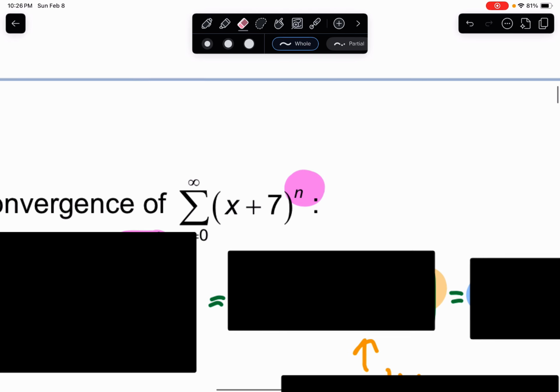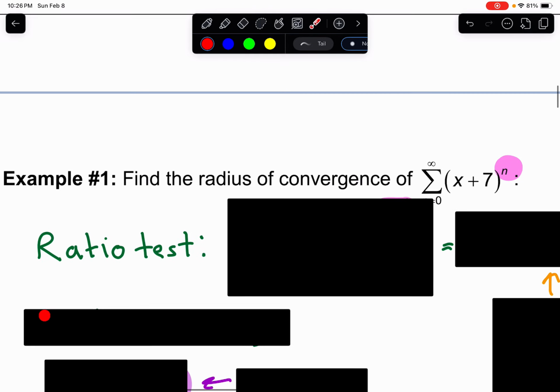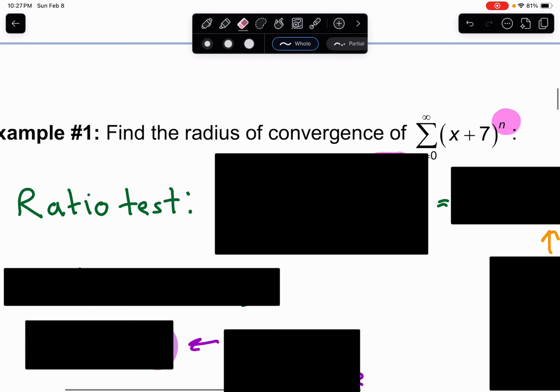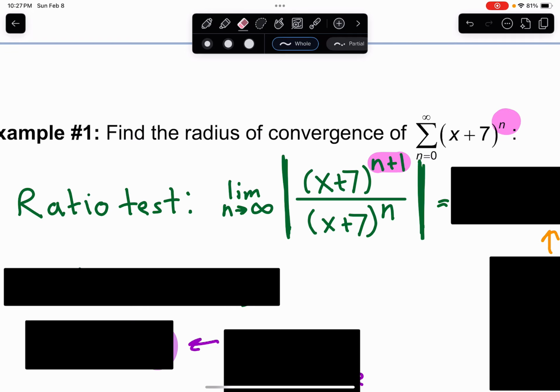From 0 to infinity, x plus 7 to the nth power. You're going to notice on my work here, I have the n highlighted in a lot of these because the thing I want you to realize is every time you see an n, when you're doing ratio tests, you have to replace it with an n plus 1. And we'll talk about what that looks like in more complicated looking series. Here, it shouldn't be too bad, okay?